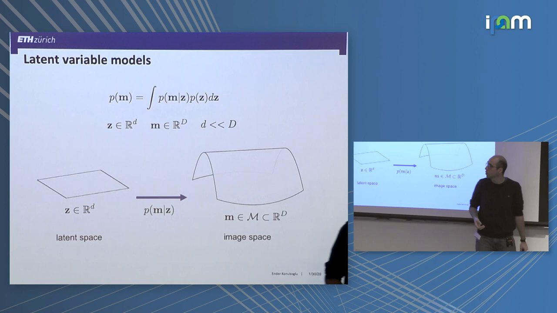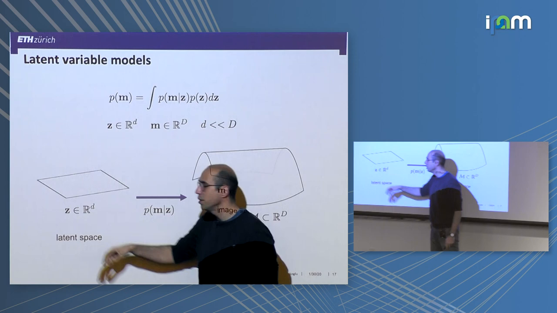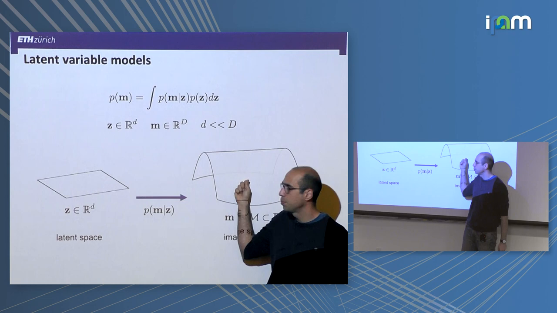Okay? And then there are two components. One of them is the distribution in this Euclidean space, and more importantly, how do I link the images, the high dimensional space, to the lower dimensional space.